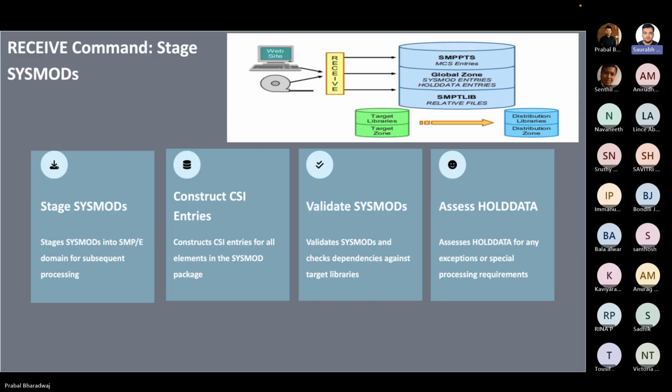The website and disk are where you get the files electronically onto your system. You receive them into your SMP datasets, which are SMPPTS and SMPTLIB. HOLDDATA is also there. SMP checks for HOLDDATA like error, hyper, or special instructions. And if you go to slide number 9.